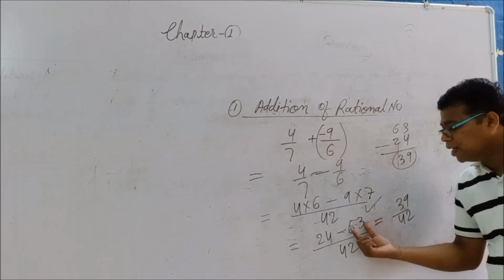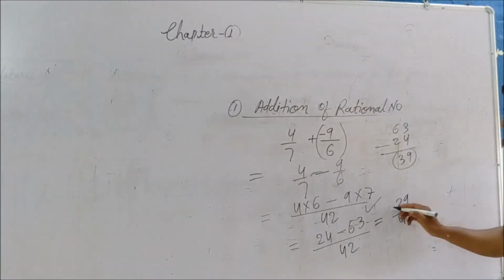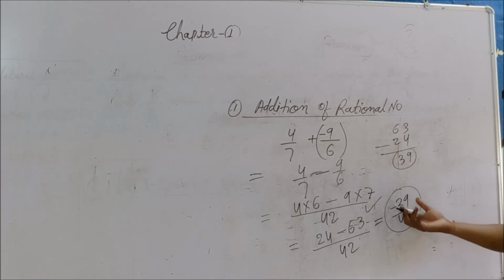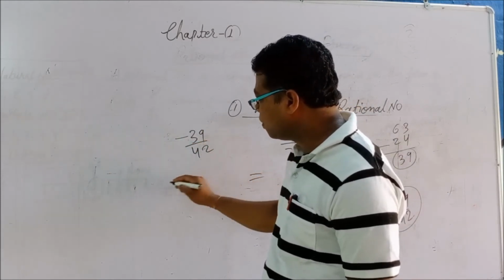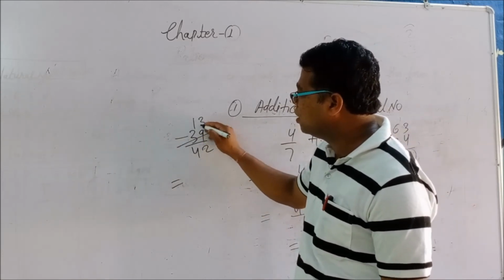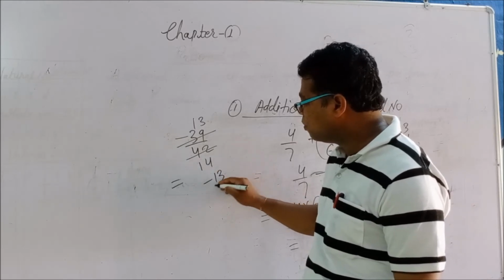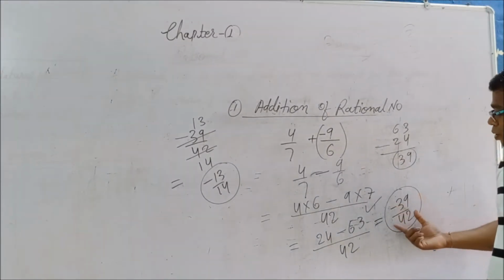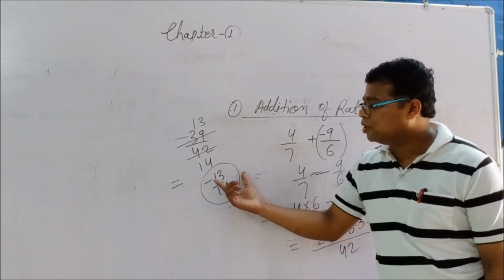But see, this negative integer was the bigger. If the negative integer is the bigger, my final answer will come in the negative form. Again we can solve it. Either again we can reduce it. So you can see this minus 39 upon 42. Again these both are coming in the table of 3. So I can cut: 3 ones are 3, 3 thirteens are 39, and 3 ones are 3, 3 fourteens are 42. So this minus 13 upon 14 will be my final answer. This is also your answer. But if you want to convert the answer into the standard form, again both are coming in the table of 3. So this is also the answer.